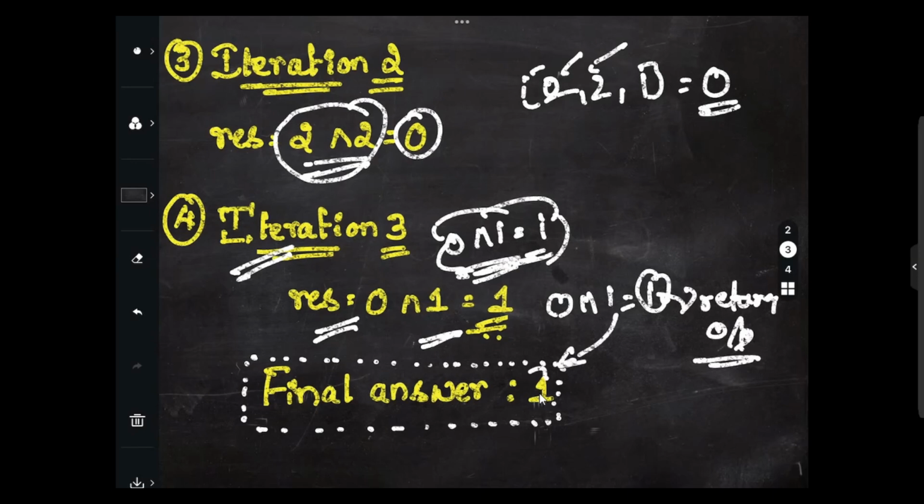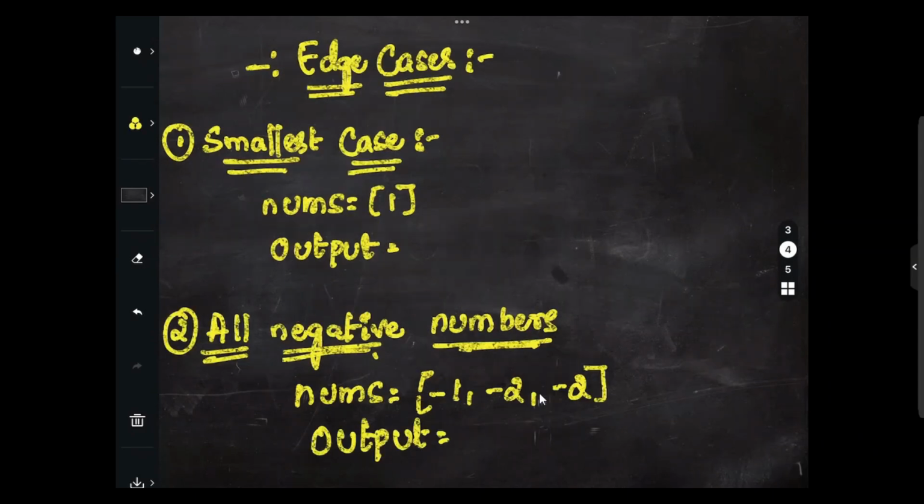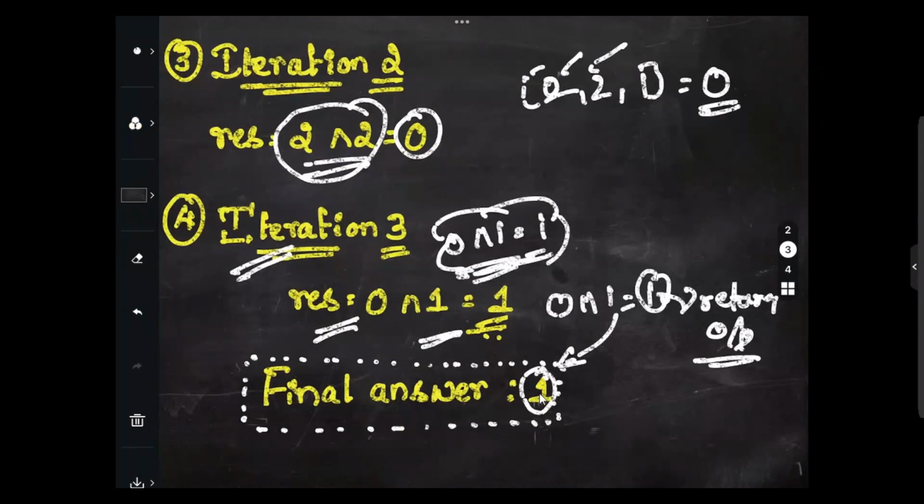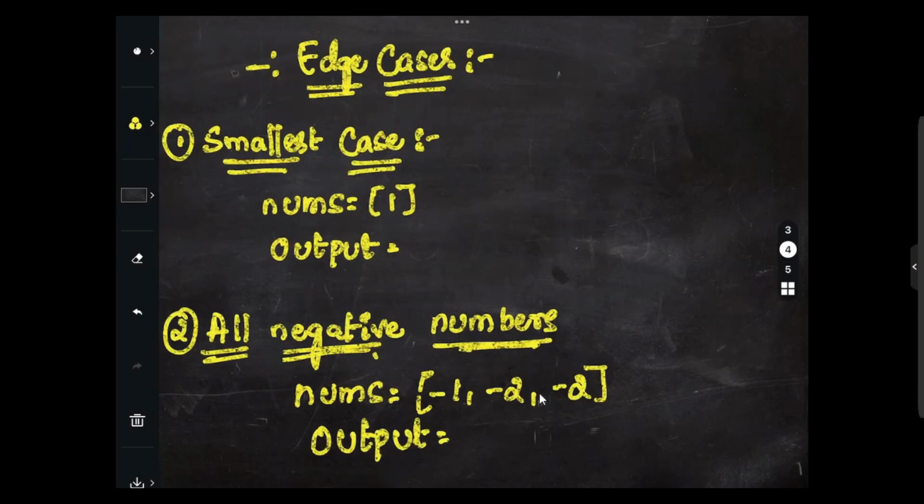So in this case the output will be 1, right? The final answer is 1 here, and we will return 1 as output. So let's go with the edge cases. I hope the approach is completely clear.